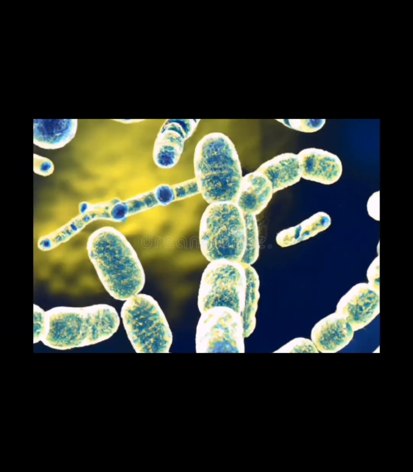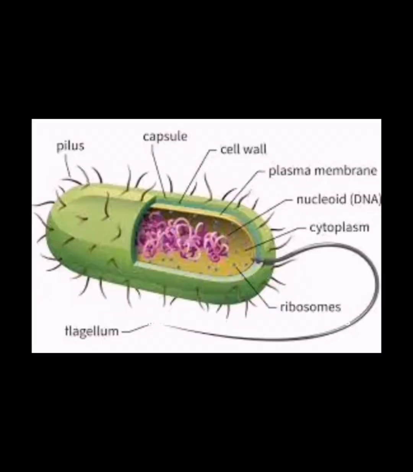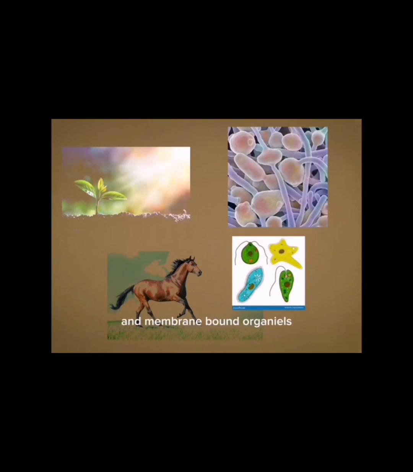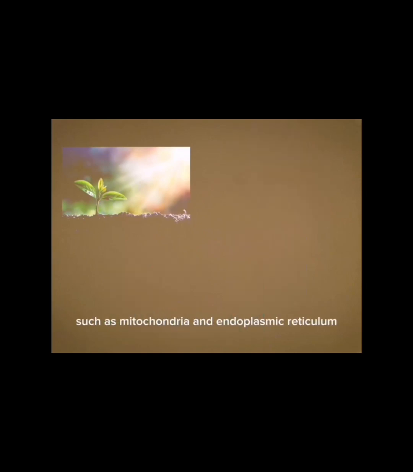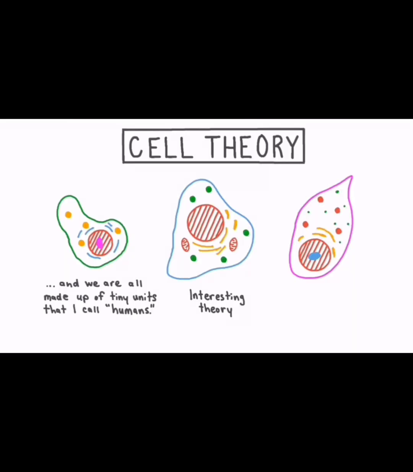Bacteria and archaea are examples of organisms composed of prokaryotic cells, which lack a nucleus and membrane-bound organelles. Despite their simplicity, prokaryotic cells exhibit fundamental characteristics consistent with cell theory. Eukaryotic cells, like plants, animals, fungi, and protists, are characterized by a nucleus and membrane-bound organelles such as mitochondria and the endoplasmic reticulum. Despite their diversity, eukaryotic cells share common features reflecting the principles of cell theory.